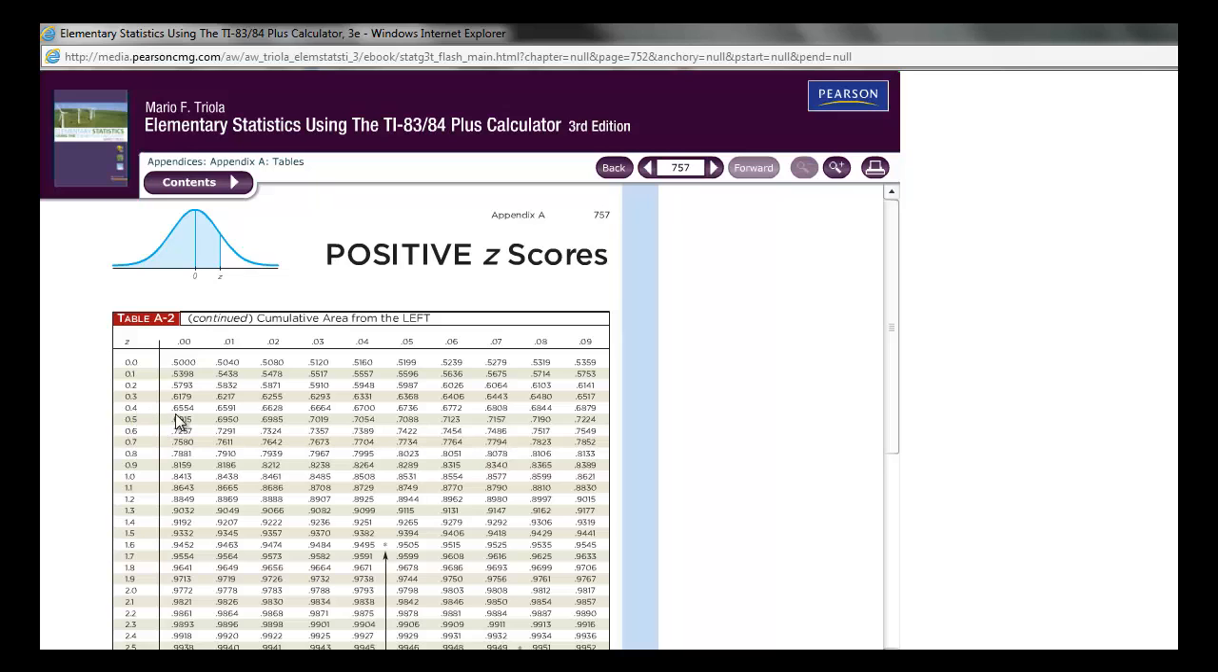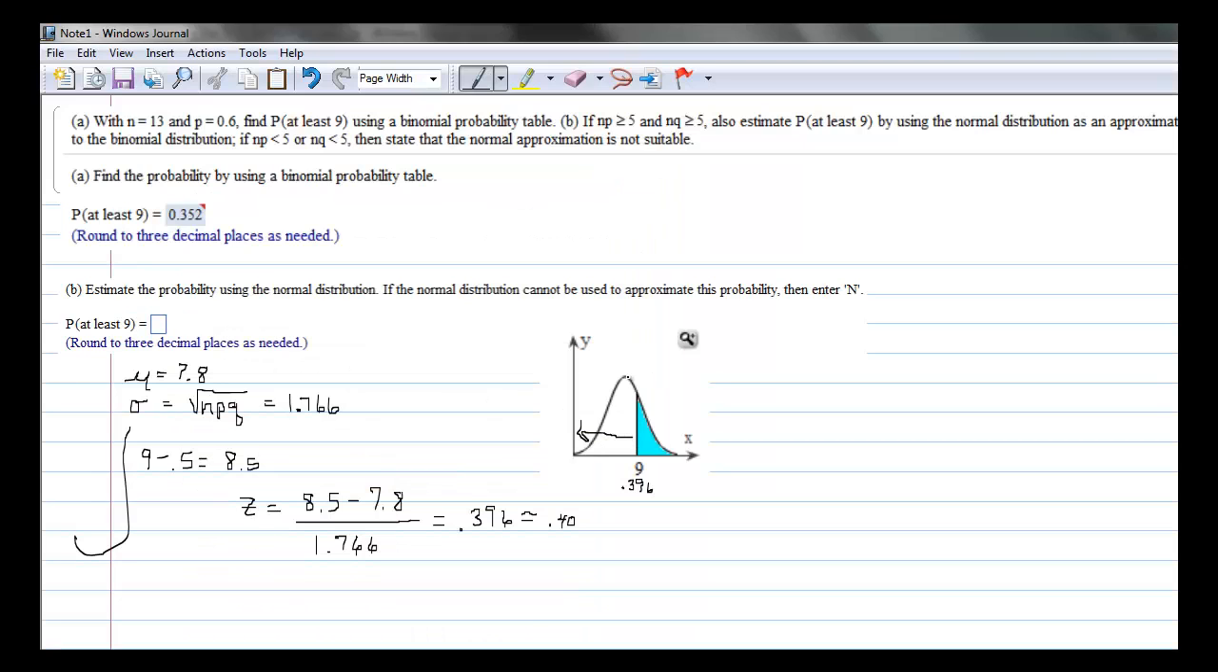That's where we've got to go with that because our table only does it to two decimal places. So we go to 0.40 and we see that we get 0.6554. Okay, so this area in this region is 0.6554. But the region we want is the blue shaded region, so we need to take 1 minus 0.6554 and see what we get. Should be 0.3446. That should be our region under the curve.